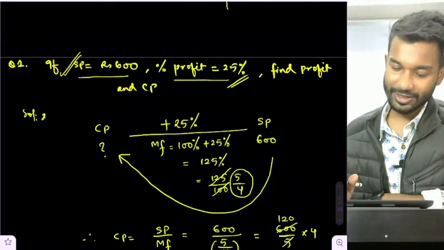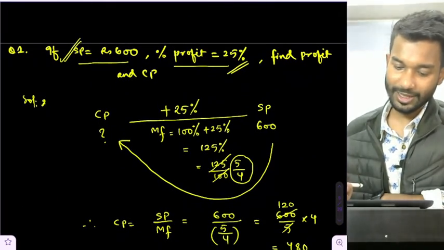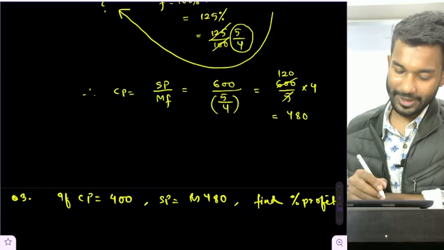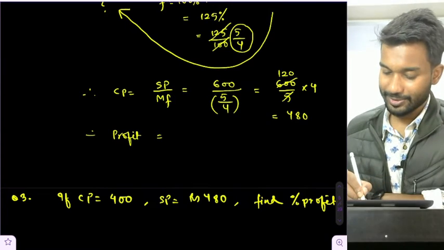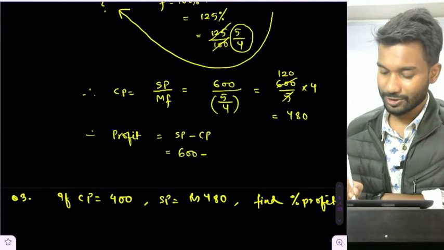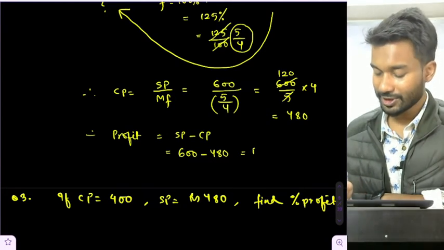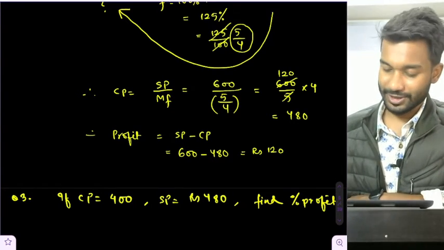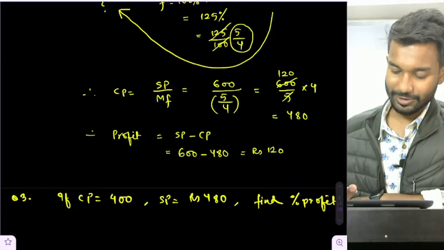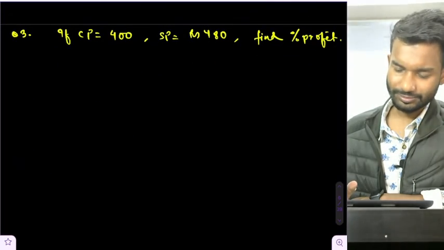They are asking what? Find profit and the cost price. Therefore, profit will be our what? Selling price minus cost price. Selling price is 600. Cost price is 480, which will give us rupees 120. I hope you have understood this problem as well. So let's see the next question now.